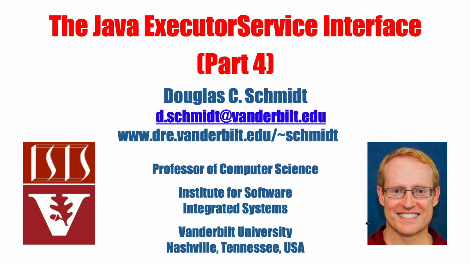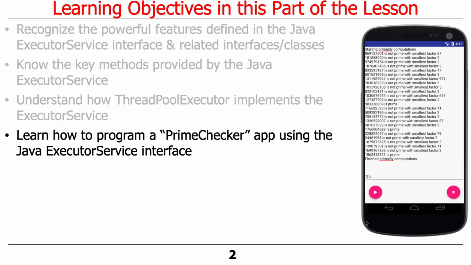What we're going to do today is finish up the last part of the lesson on the Java Executor Service interface. If you recall what we talked about last time, I talked about the more powerful features that the Executor Service provides, the other interfaces and classes it works with. Talked about some of the key methods that the Executor Service interface provides, things like submit and shutdown now, and so on. And you'll have to know how some of those methods work for the next programming assignment, 2A. We'd also talked about the thread pool executor as an implementation of the Executor Service interface.